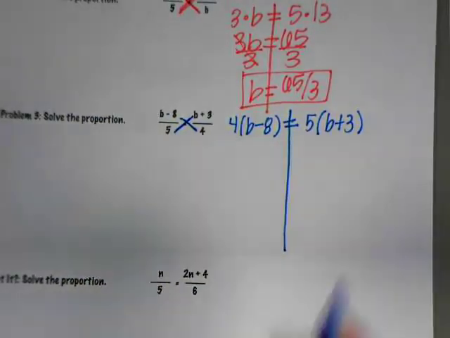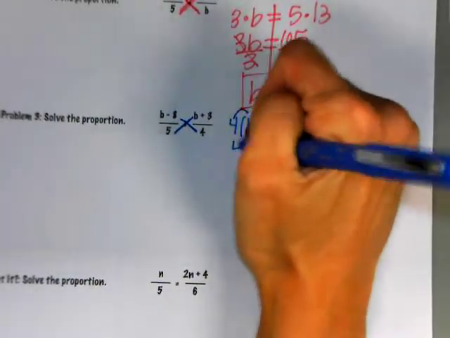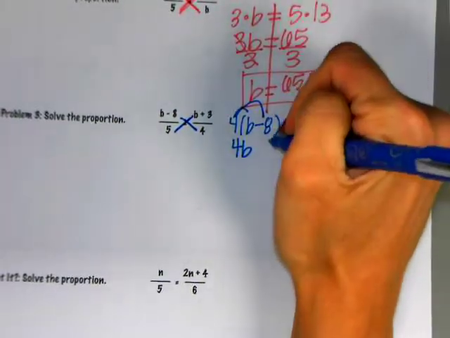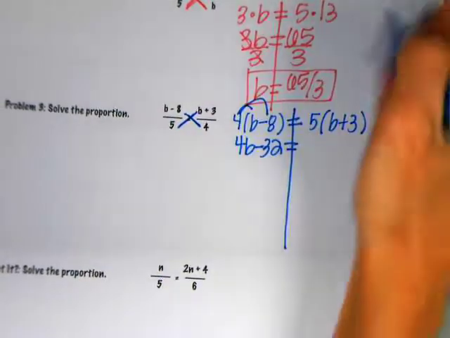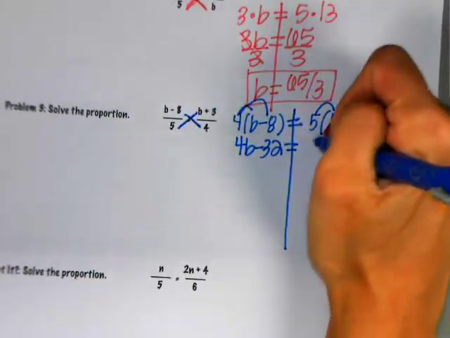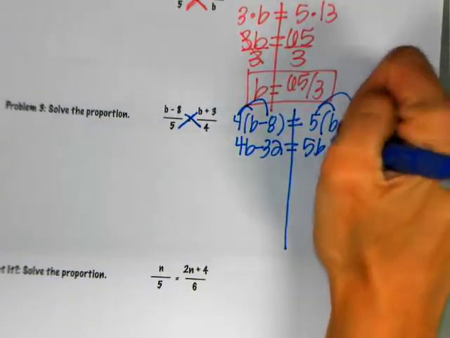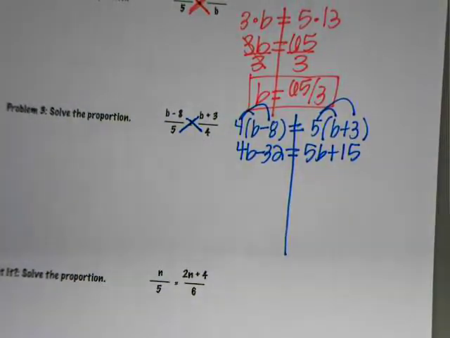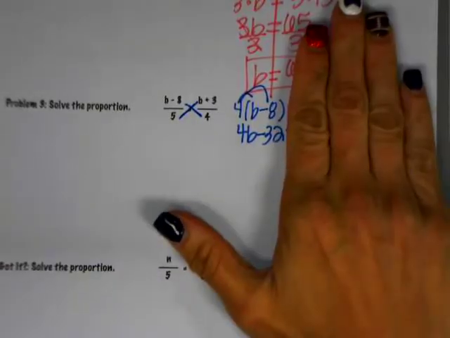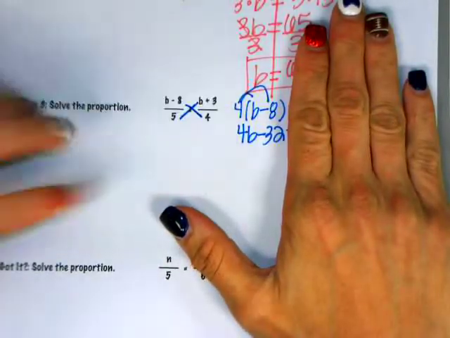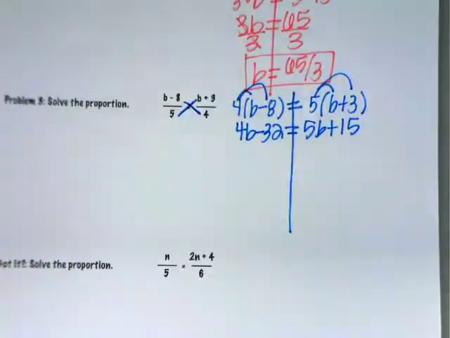So distribute on the left. It's 4 times b, 4b. 4 times negative 8. Negative 32, yeah. Okay, 5 times b, 5b. 5 times 3, 15, yep. And then remember, from here you're going to look for like terms, but on the sides separately. So I look just on the left. Do I have like terms on the left? No. Do I have like terms on the right? No. So now you're going to start doing the opposites, okay?